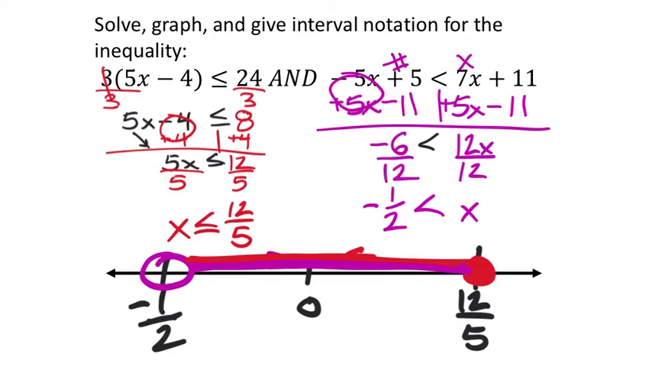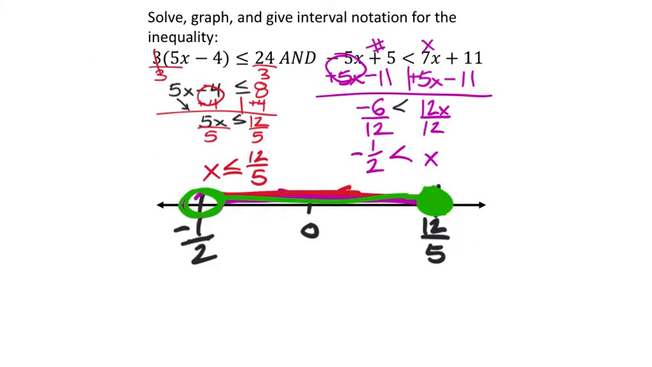Anything on the outside, right, according to the graph, anything to the left of negative 1/2 is false, including negative 1/2. And anything to the right of 12/5 would also give us a false statement. So that's the graph. And again, when you put this in on Canvas, you're going to have the open circle, just one line, and then the closed circle right there.